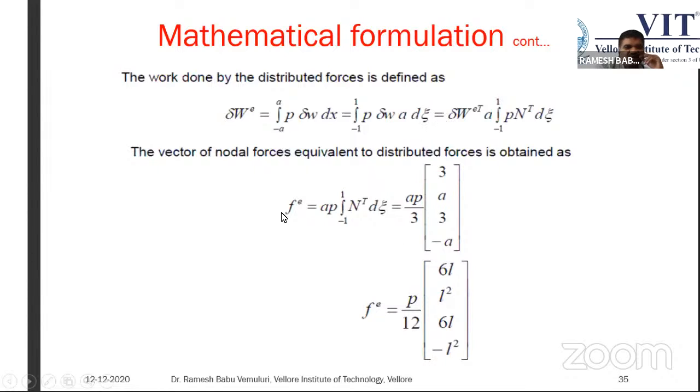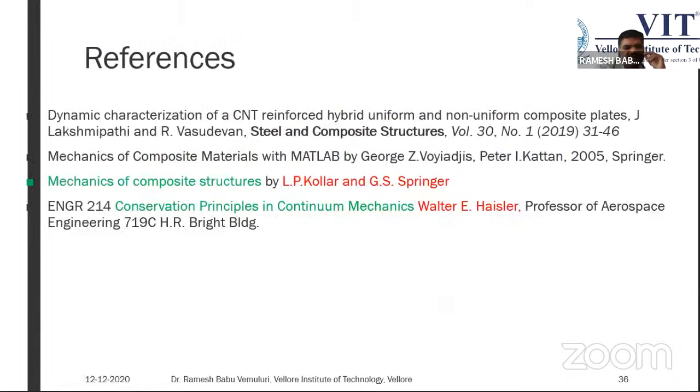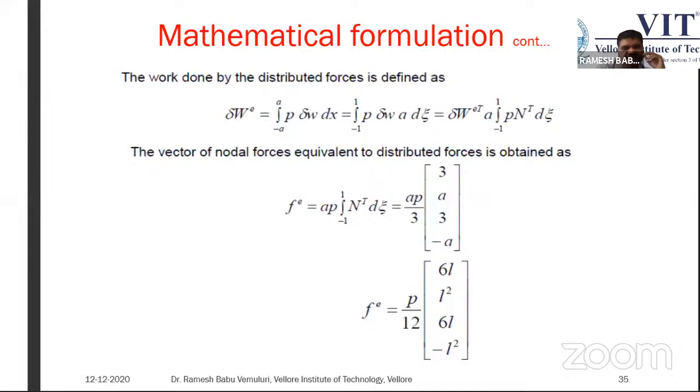From this we can get the nodal force. This elemental force Fe is equal to pL by 12 times the vector 6, L, 6, minus L. So then we got the forces as well as the stiffness, and we can directly substitute these elements and get the values. The mass element is not included here; you can ask for the work for this mass element. So this is one simple example I have given to you to understand how the mathematical formulations can be done.